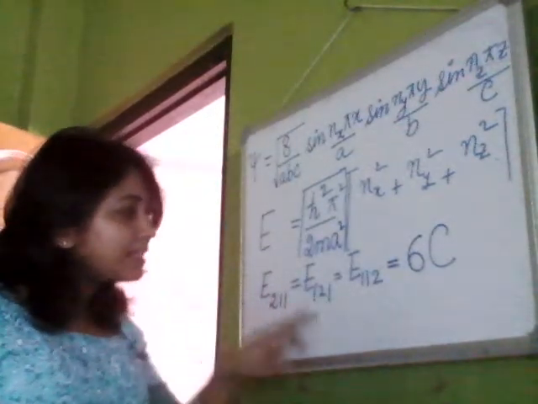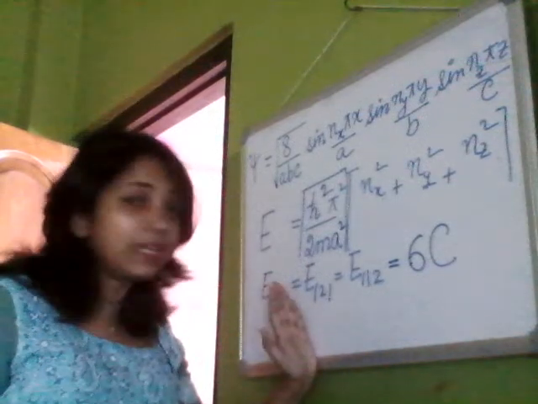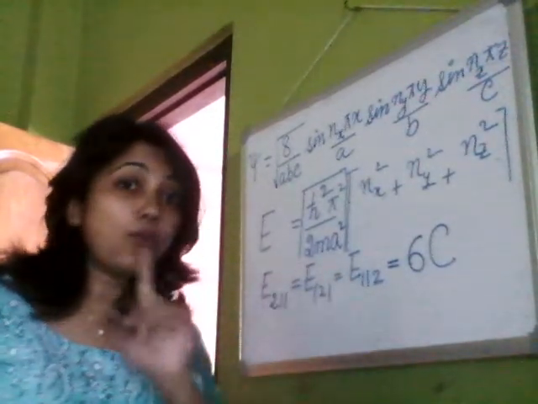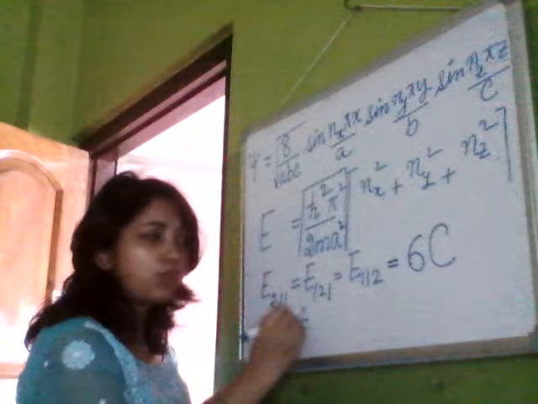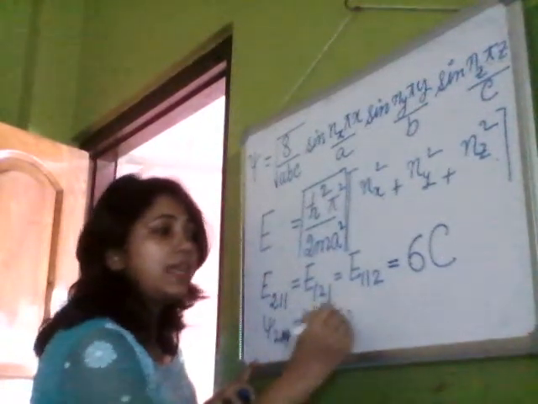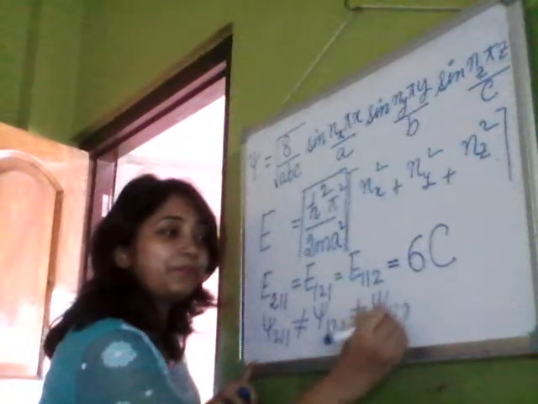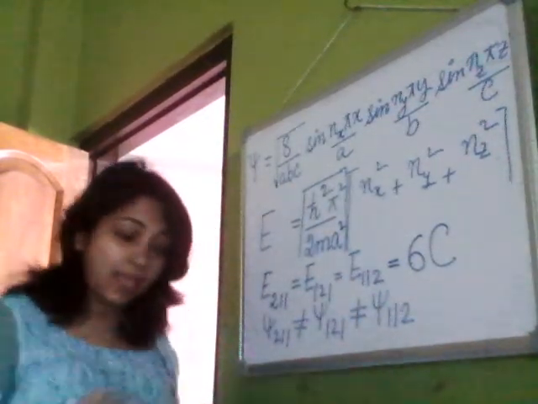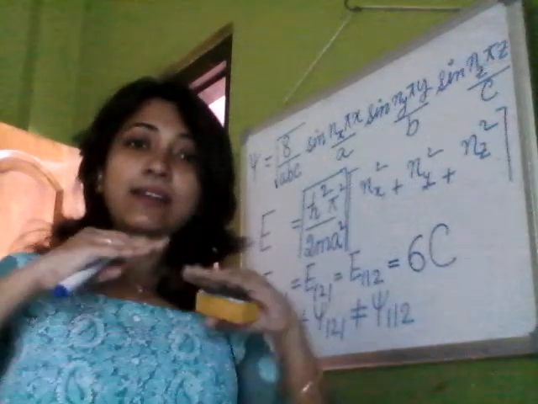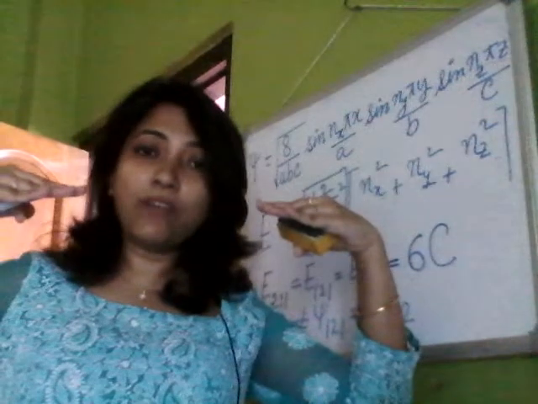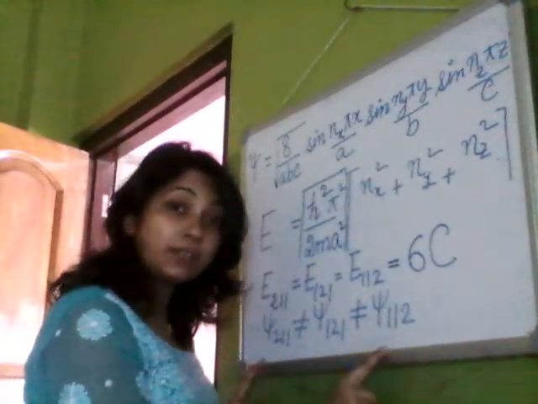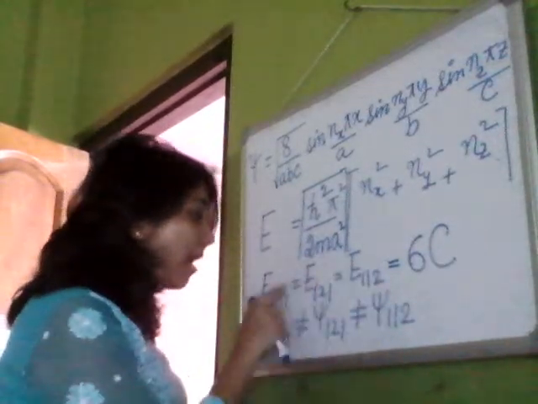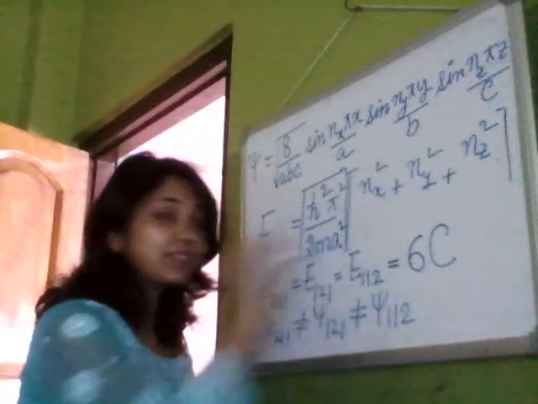Even though the energy values E211 is equal to E121 is equal to E112, I hope all of you will agree with me if I write that wave function 211 is not the same as wave function 121, is not the same as wave function 112. Are you getting me? So see, the particle is in a different state, in a different wave function. However, its energy is the same. So I am having 3 different states of the system, which are different from each other. However, the energies are the same, which is 6 of this constant value.